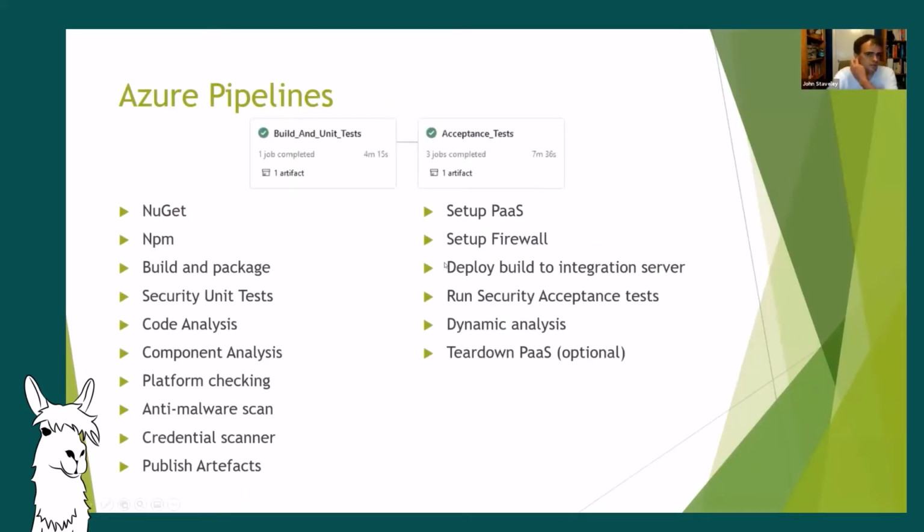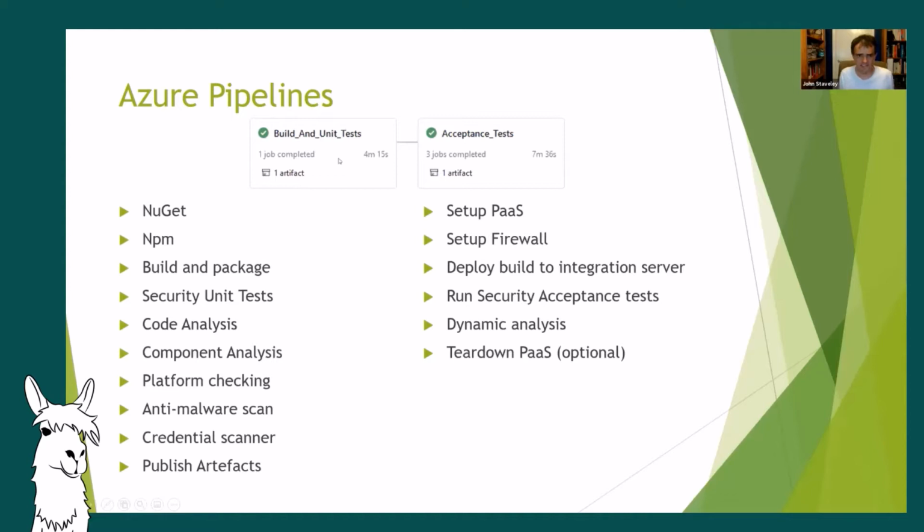So what do my Azure pipelines script do? So first of all, it does a NuGet restore, npm, build and package, runs security unit tests, does code analysis for security vulnerabilities, then does component analysis in 2 different ways. It checks the platform. So because I'm using an ARM template, it compares the ARM template against known vulnerabilities to see if there's anything that I need to fix. Does anti-malware scans. If by mistake I've checked in any malware into my source code, it scans for credentials, publishes the artifacts. So that's all fairly standard. Some of these are standard boilerplate.